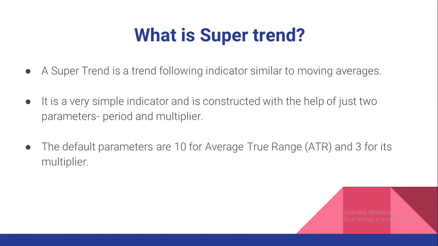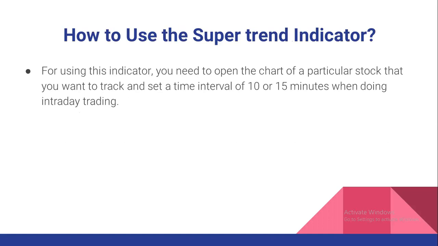Whenever you put the Supertrend in your software, it will come with default parameters of 10 for average true range and 3 for the multiplier. I will show you how it will be seen here. So how to use the Supertrend indicator? You came to know what Supertrend is, and it will be helpful in the trending market, either upside or downside. So in that market you can use this Supertrend indicator.